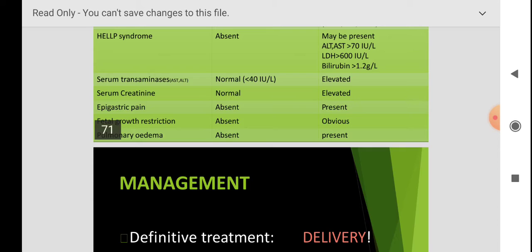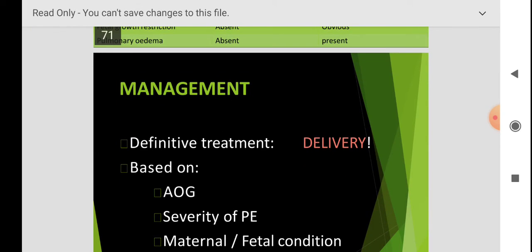Epigastric pain is absent, fetal growth restriction, pulmonary edema, all the severe features are absent in non-severe disease, whereas these are present in severe disease. Once any of these features are present, then the disease is classified to be severe.